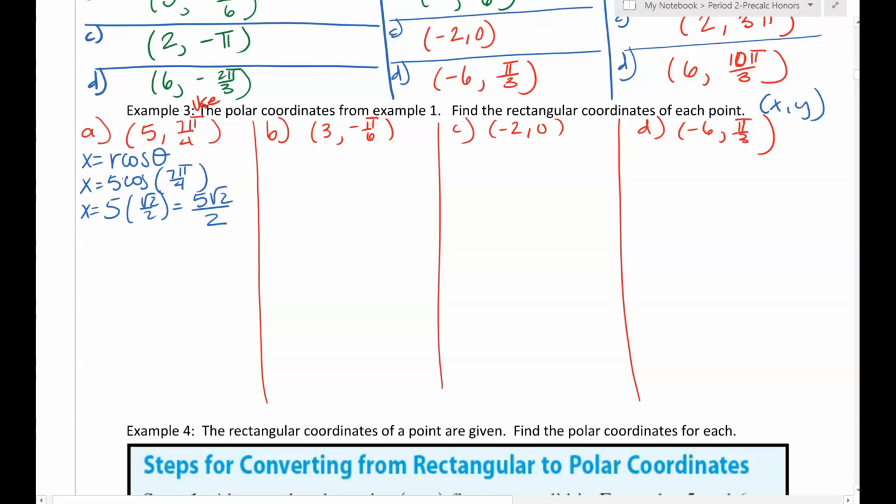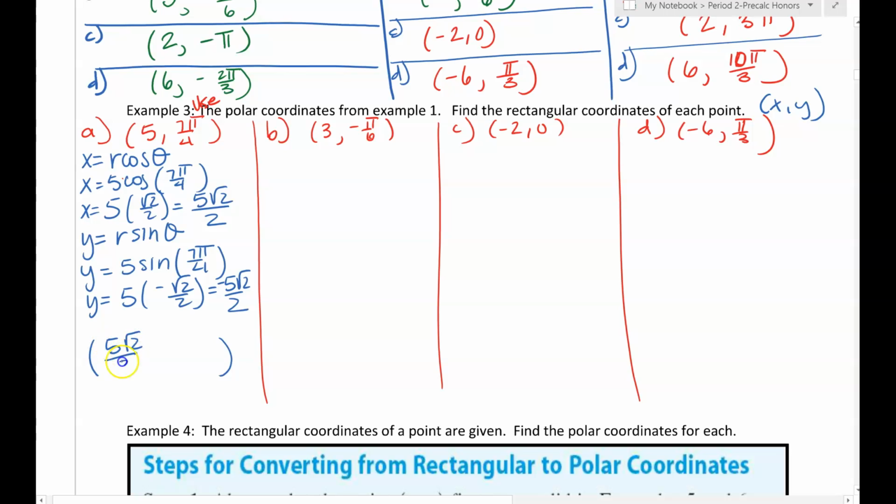We can do the same thing for y. The formula for y is y equals r times sine of theta. And again, r is 5 and theta is 7 pi over 4, which is in quadrant number 4. Sine is negative radical 2 over 2. So y comes out to be negative 5 radical 2 all over 2. And now I just have to put it together as an ordered pair because it's a set of coordinates. So 5 radical 2 all over 2, comma, negative 5 radical 2 all over 2, and that's my final answer.